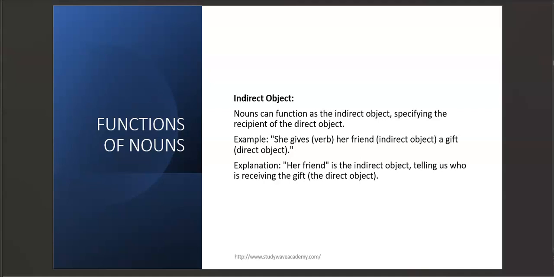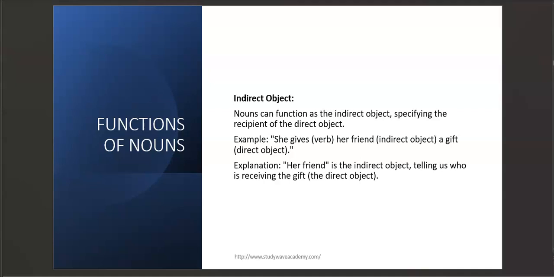So we have one direct object, or one object that is directly receiving the action, and another object on the other end receiving the action. So the first part here, she gives her friend. So gives here is the verb. Giving is the verb, the action that is being done.